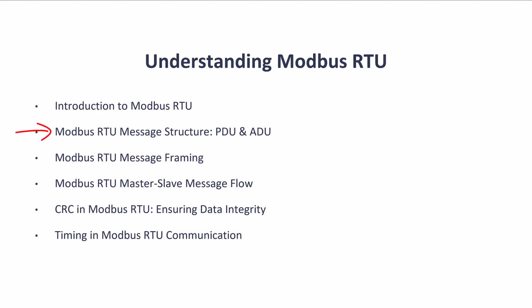the Modbus RTU message structure, breaking down the protocol data units and application data units, how Modbus RTU messages are framed at the byte level, the master-slave message flow between devices, how CRC is used for data integrity, and finally, critical timing considerations like silent intervals and intercharacter gaps. By the end, you'll have a strong technical understanding of Modbus RTU.